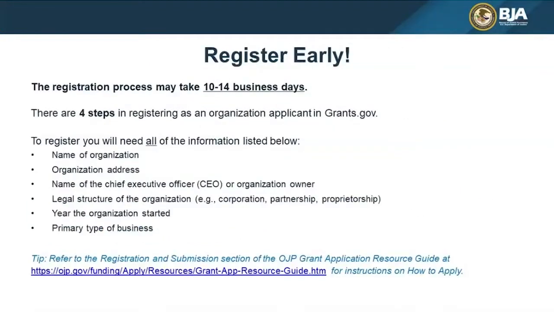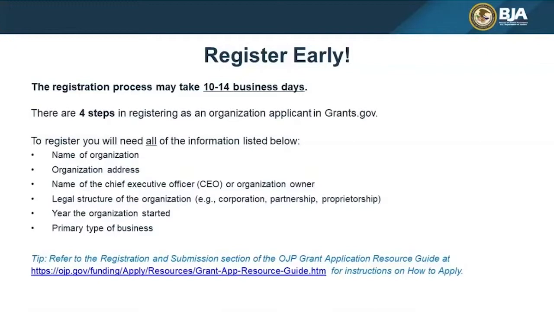Register early. Why? Because the registration process may take 10 to 14 business days. There are 4 steps in registering as an organization applicant in grants.gov. To register, you will need all of the information listed below. So that's the name of the organization, address, the name of the chief executive officer, CEO, or the organization owner, the legal structure of the organization, whether it's a corporation, partnership, proprietorship, the year the organization started, the primary type of business.